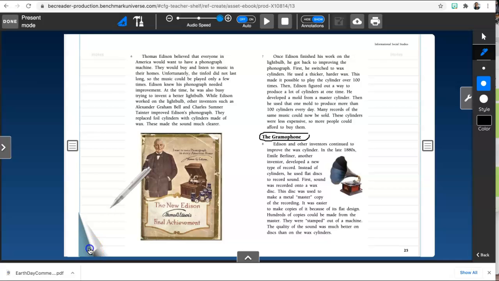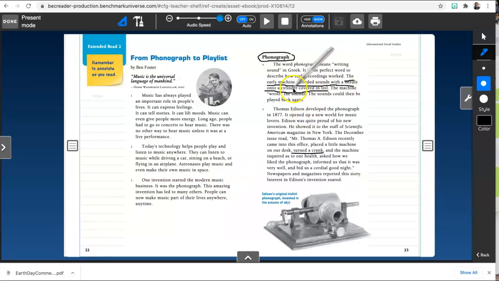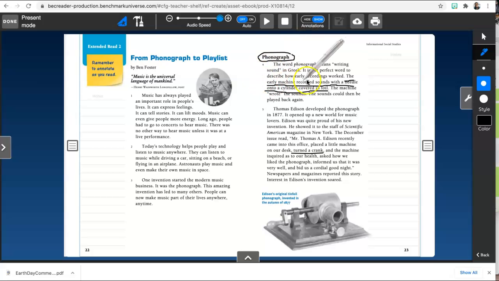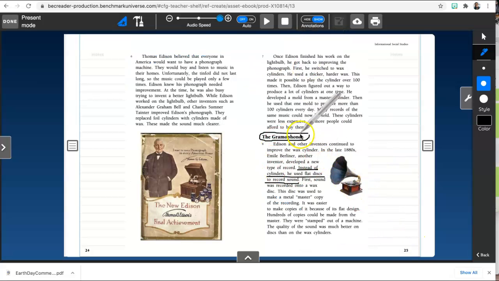So earlier in paragraph 4, we noticed that the phonograph was made with a cylinder covered in foil. And that connects to the gramophone because it says instead of cylinders, so they made a progression, instead of cylinders, he used flat discs to record sound. So you see how they improved on the phonograph when they moved on to the gramophone.